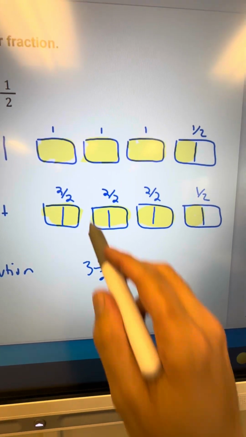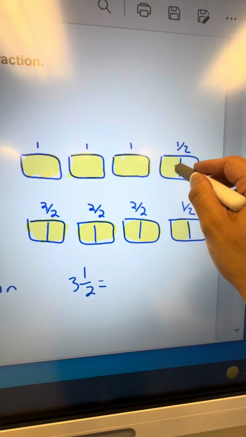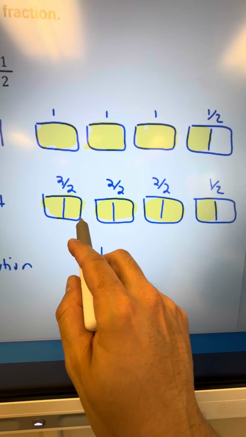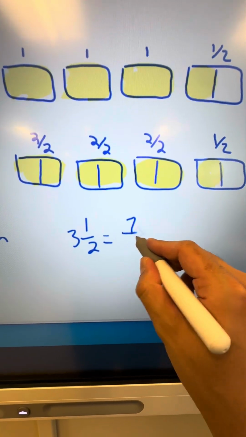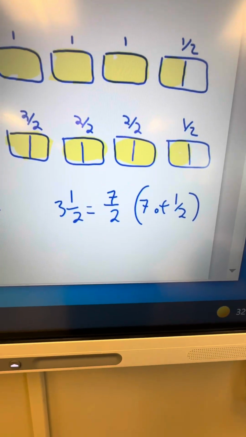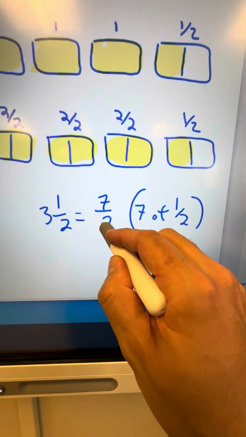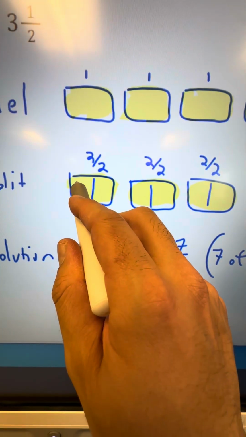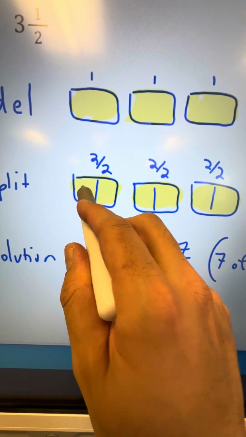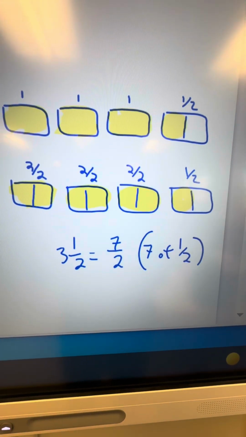So what that lets me see is that 3 and 1/2 is the same thing as 1, 2, 3, 4, 5, 6, 7 halves. So 3 and 1/2 is the same thing as 7 halves. And don't forget that 7 halves is the same thing as just saying 7 of these halves. This is 1/2, right? These are each worth 1/2, and I have 7 of those that are filled in.